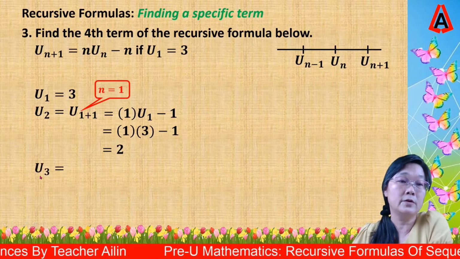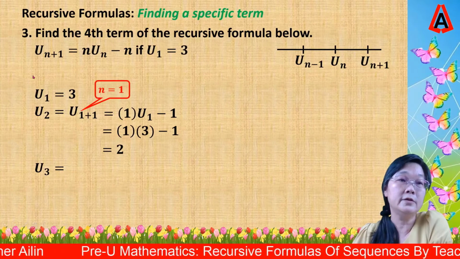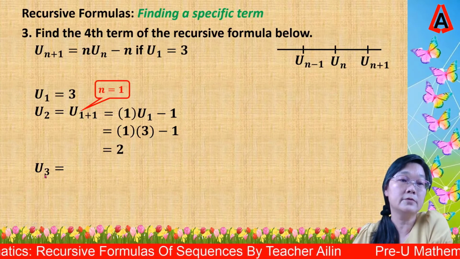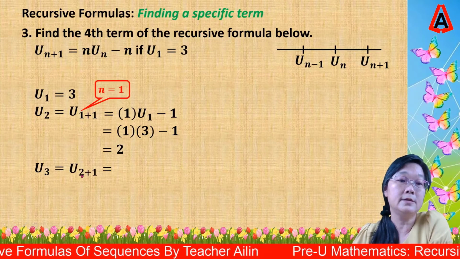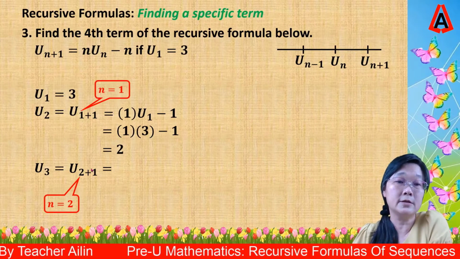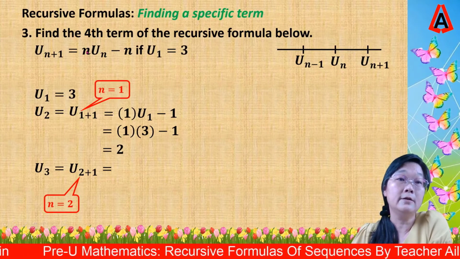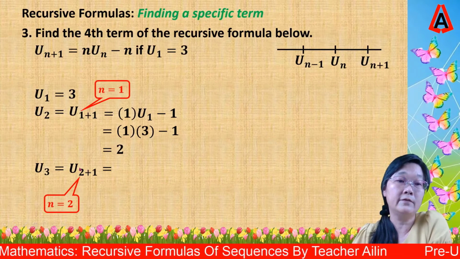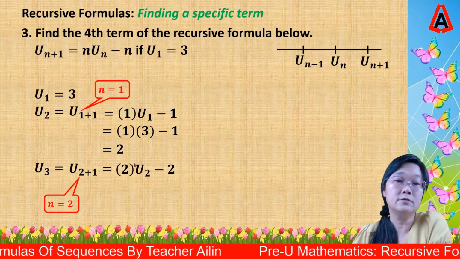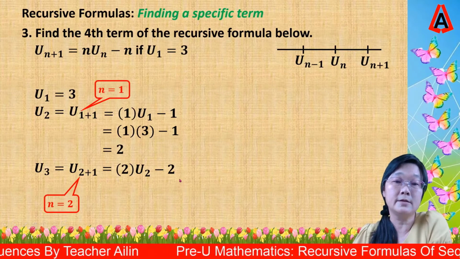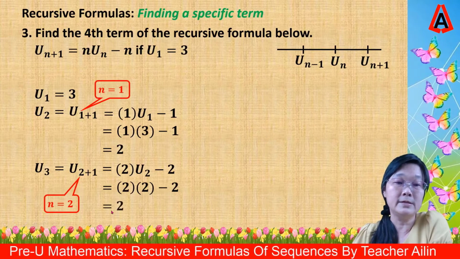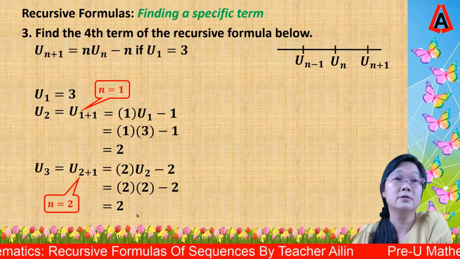Next we go to u3. Compare u3 with u_{n+1}. So n plus 1 equals 3, so in this case, n is equal to 2. When doing the calculation, we must substitute all the values of n with 2. So 2 times u_n, which is u2, minus n, which is minus 2. u2, we can get from here. So when we simplify, u3 is 2.